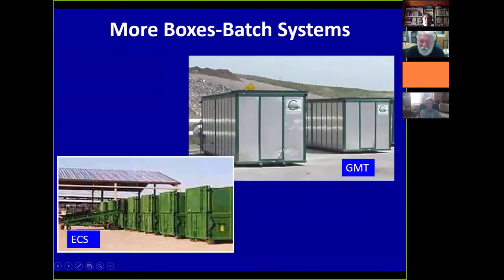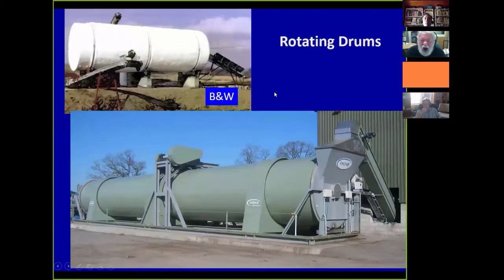There are two technology providers that make batch systems that are basically modified shipping containers: GMT, Green Mountain Technologies, and Engineered Compost Systems. These are batch operations. You fill the box, close the door, turn the fan on. Rotating drums were originally developed as a way of processing sewage sludge to meet the federal requirement for process to further reduce pathogens in 3 days as opposed to 15 days.